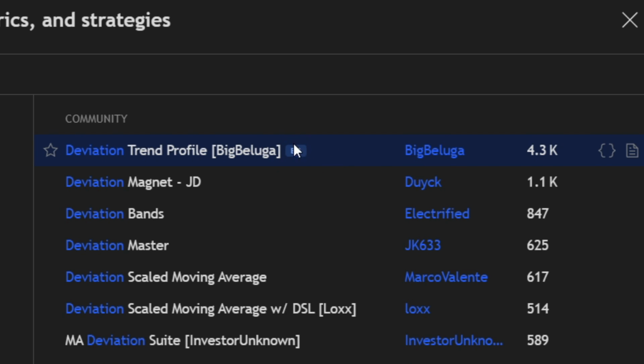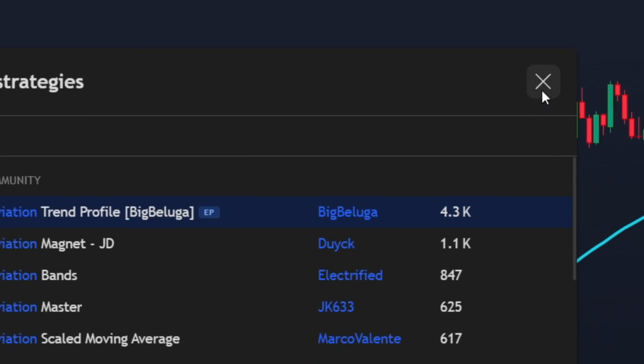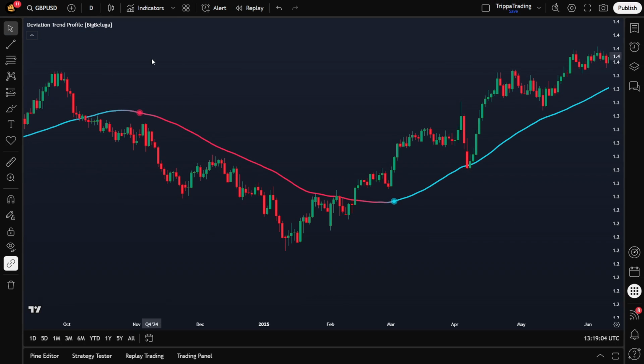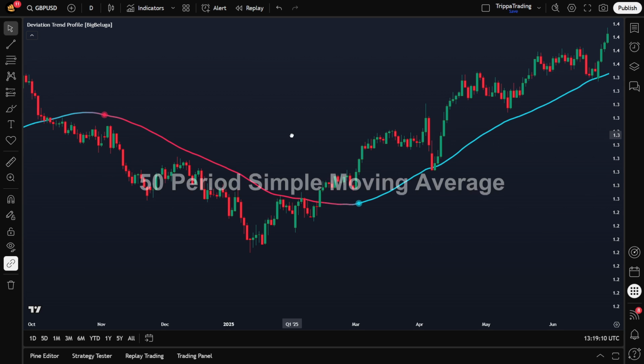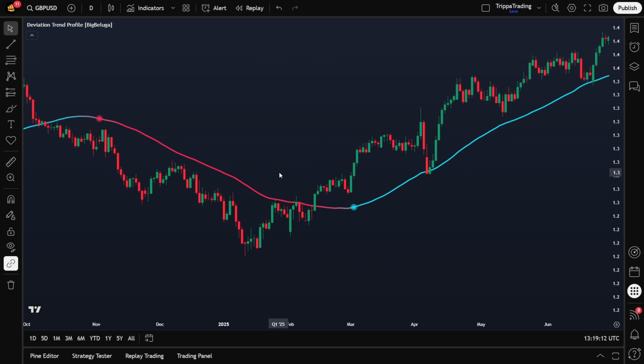Under the Editor's Picks section, once you add it, you'll see it right on your chart, overlaid on the price itself. What you're looking at is actually a 50-period simple moving average, but it's not just a regular moving average. It's color-coded based on the trend. You'll notice the line changes between blue and red. This color change is based on the slope of the line.